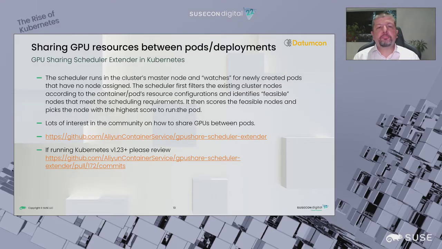So there's a lot of interest in the community on how exactly we are able to share GPU resources between pods, because again, most of the GPU cards nowadays have a pretty large amount of GPU memory available to them, which might fit multiple neural networks on one GPU. So you want to be able to optimize those resources and so on.